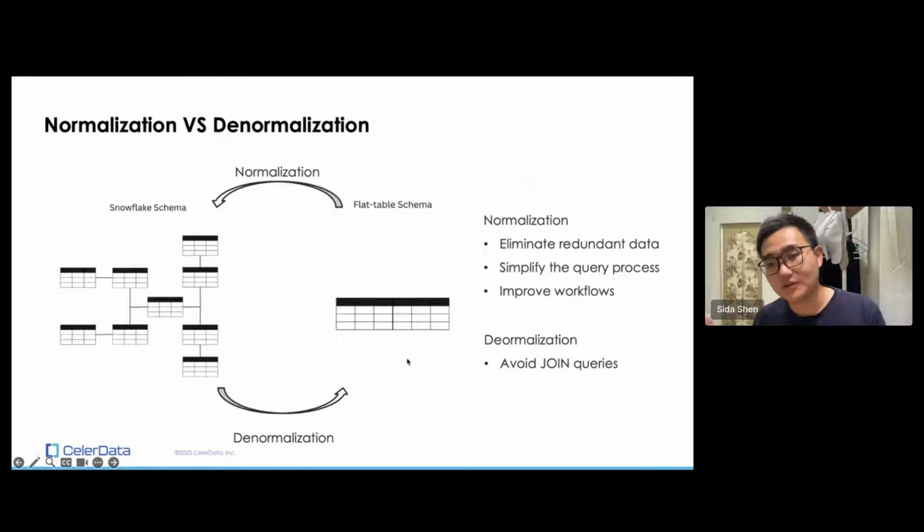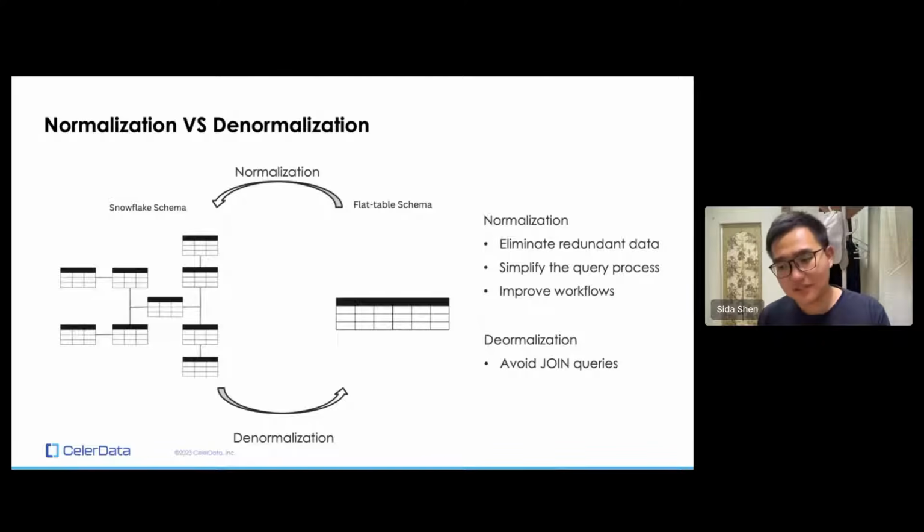And the process of denormalization is that normalization is for going from your flat table schema to your snowflake schema, and denormalization is the other way around, right? Normalization has been the best practice for database management systems since the relational database was invented. That's almost 50 years ago, right? It does a lot of good stuff. So it eliminates redundant data and actually simplifies the query process for you. So you don't have to look at a 2000 column table and try to write a query for that, right? So overall, it improves your workflow, right?